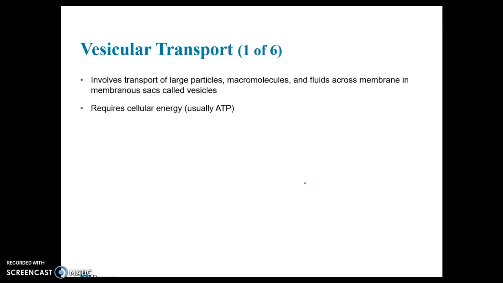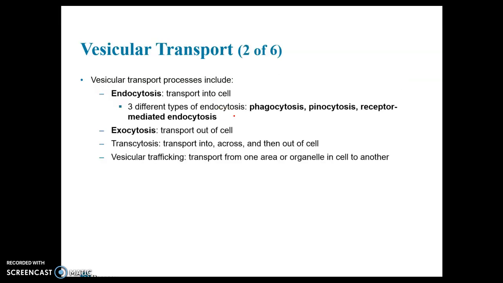Now we're going to talk about vesicular transport, which is the transport of large material, either large particles, macromolecules, like proteins, and sometimes large amounts of solutions or fluids, and they're transported in sacs called vesicles. Now this still requires ATP, but the main thing is that the substance being transported doesn't have anything to do with a concentration gradient. It's just transported by a vesicle because it is so large.